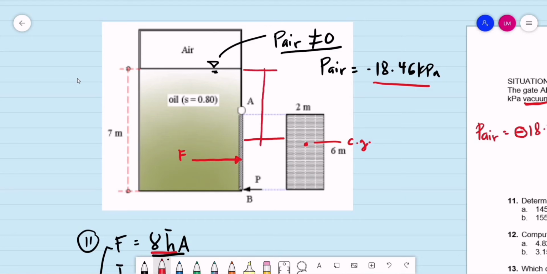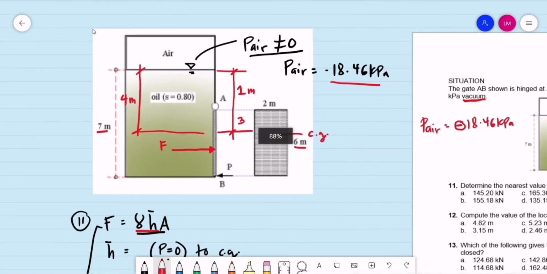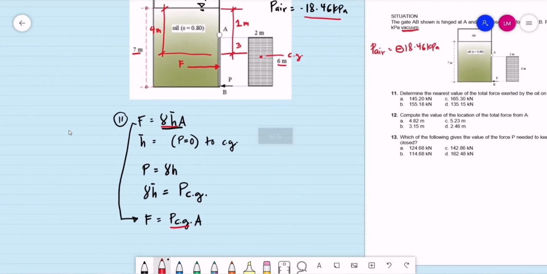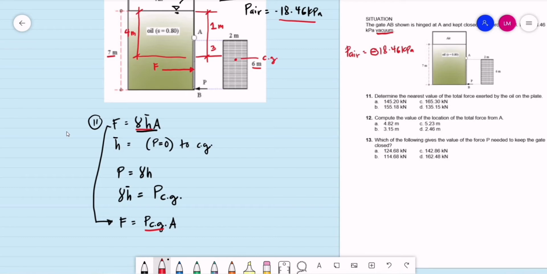So, kung mula sa surface, yung height ng gate is 6 meters. Yung total height ng oil is 7. So, ito ay, supposedly, 7 minus 6, 1 meter lang yan dapat. Kalahati ng 6 hanggang dun sa center of gravity, that is 3 meters. So, yung total height ng oil hanggang dito, sa center of gravity, should be 4 meters. Okay, kunin natin yung total pressure hanggang sa center of gravity.